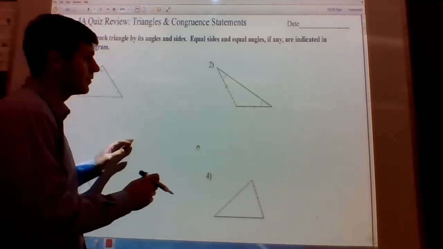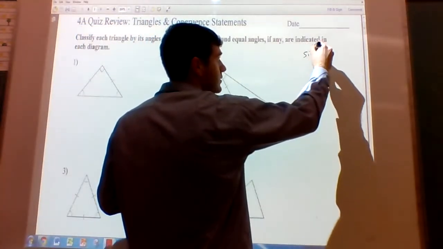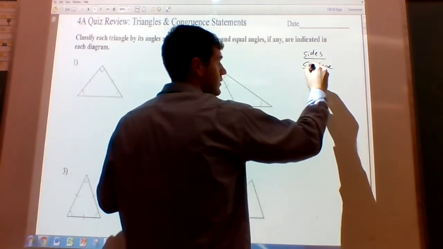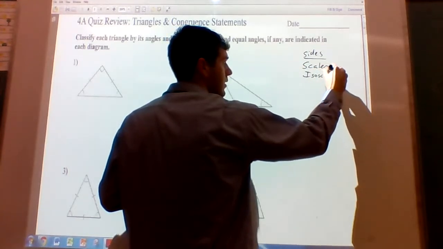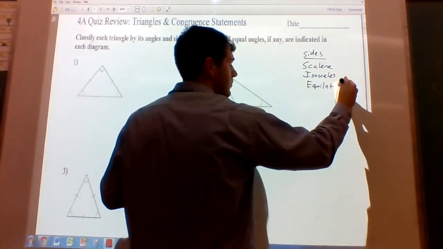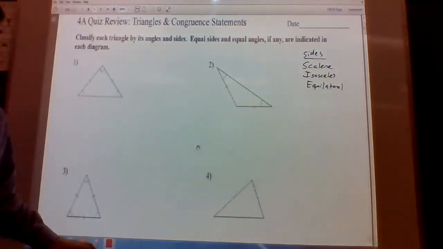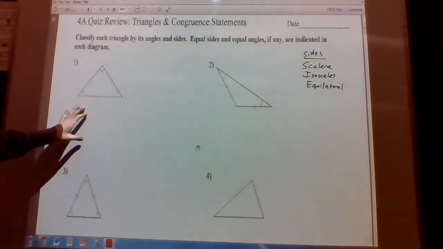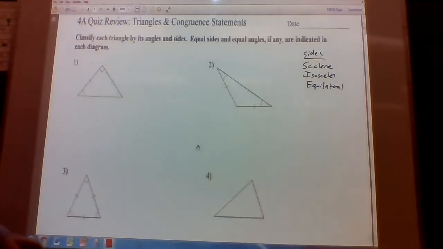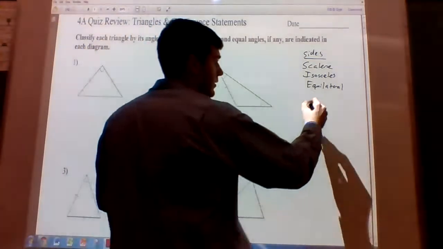If we remember, we have 3 classifications for sides: scalene, isosceles, and equilateral. Scalene triangles are triangles that have 3 different lengths, so each side has a different length. Isosceles triangles have 2 sides that have the same length, and equilateral are triangles where all the sides are the same length. And then we can classify by their angles.